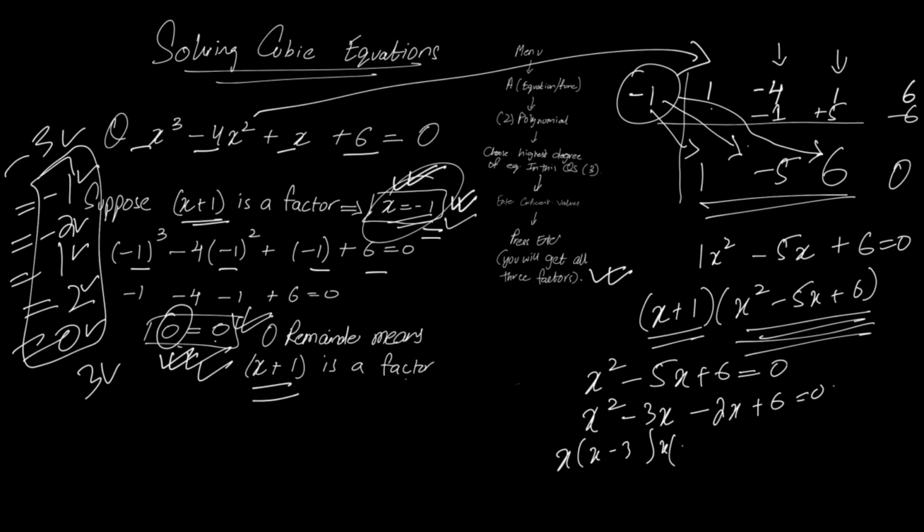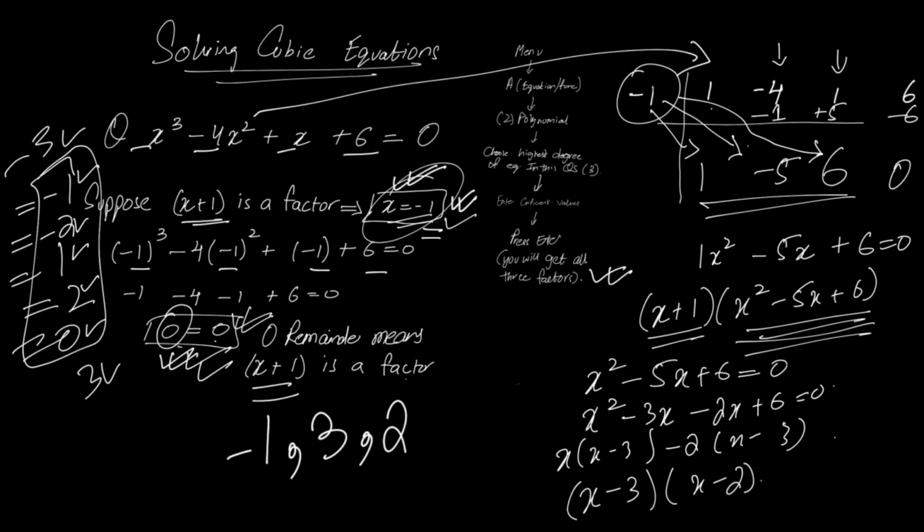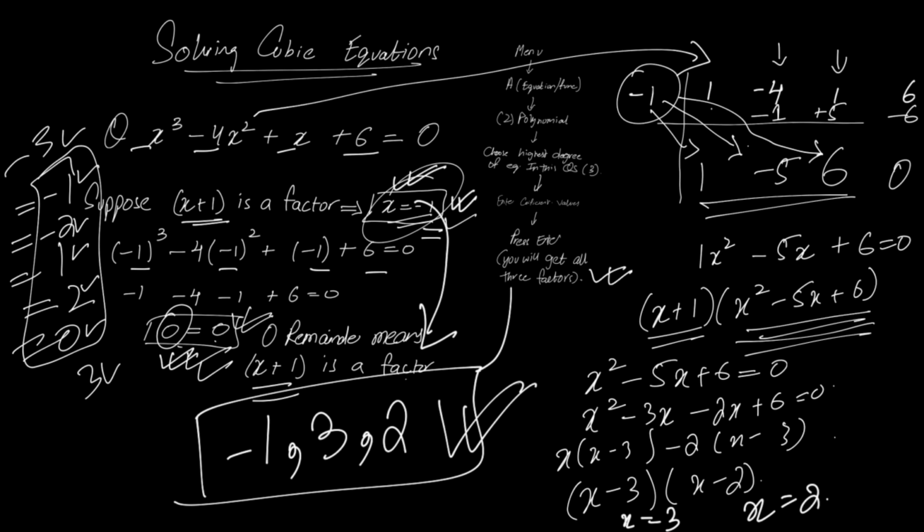We'll take common factors here, and this will give us the factors x minus 3 and x minus 2. The answer for this cubic equation is basically minus 1, 3 and 2, because this will solve to x is equal to 3 and x is equal to 2, and we have x is equal to minus 1 from here. So these are the three roots of this cubic equation.